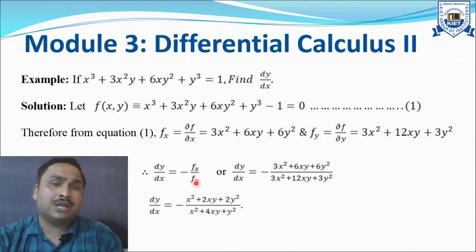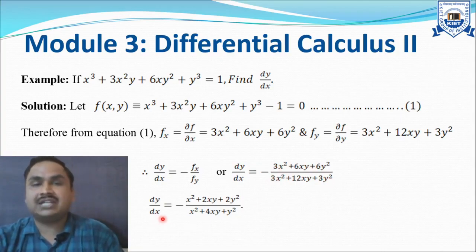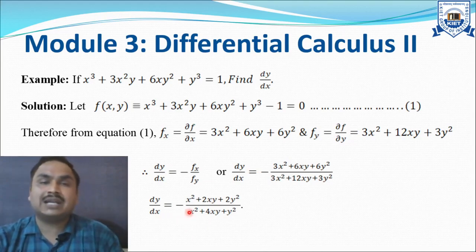Putting all these values of both partial derivatives in this formula of dy by dx equals minus fx upon fy, we get dy by dx equals minus 3x square plus 6xy plus 6y square upon 3x square plus 12xy plus 3y square. Here we observe that 3 is common in both numerator and denominator, so we take 3 common and simplify. After simplification we get dy by dx equals minus x square plus 2xy plus 2y square upon x square plus 4xy plus y square.